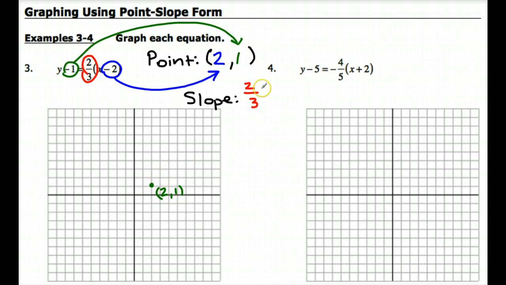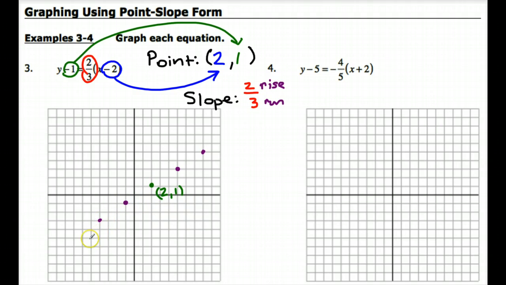Our slope is +2/3, so that means we have a rise of +2 and a run of +3. So from this point, we're going to go up 2 spaces and right 3 spaces, and follow that pattern. And then when we run out of room, we'll go back to this point (2, 1). We can also go down 2 spaces and left 3.